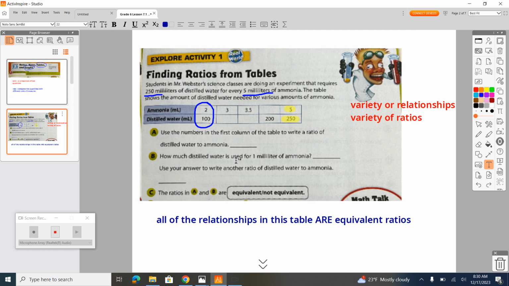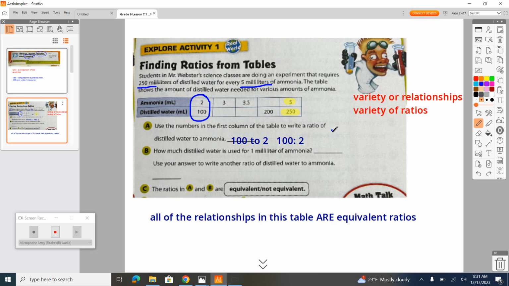So we could do this in 2 ways. We could do 100, our distilled water in our first column, to 2. We could do 100 colon 2. Or what I'm going to use more of, and if you have me in classes you know, I'm going to use the fraction form. And you'll see why as we go through more of these.